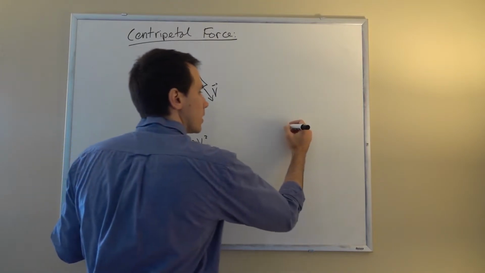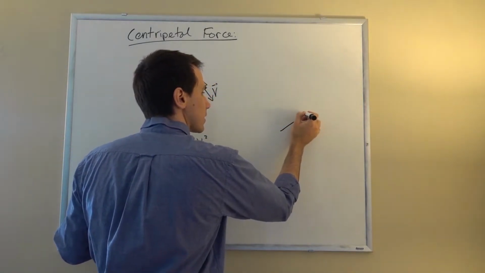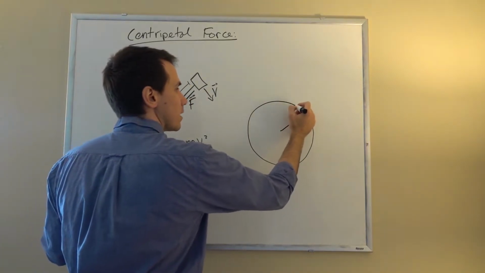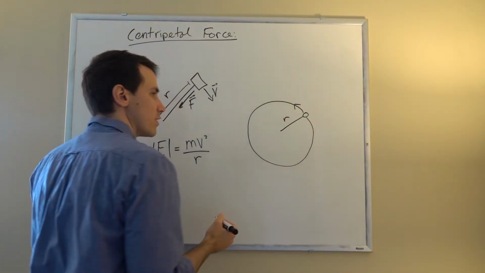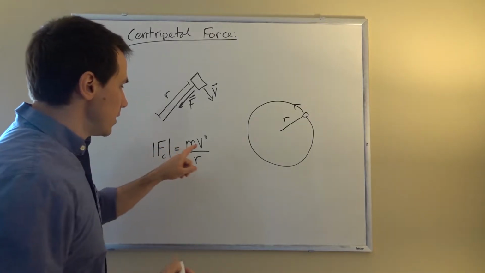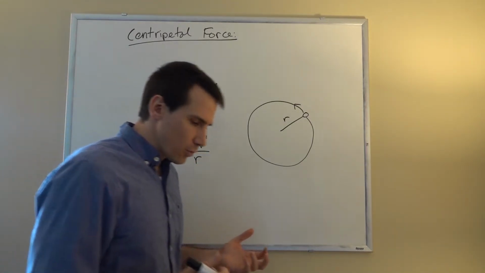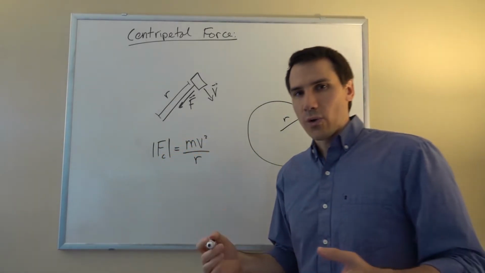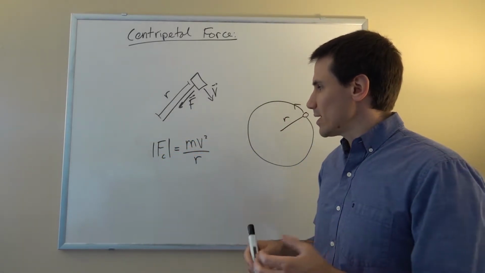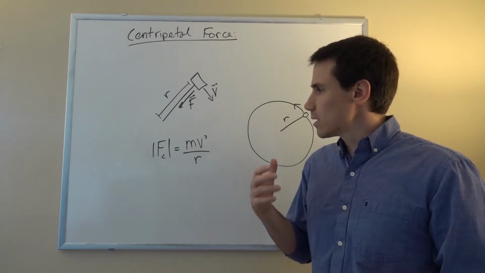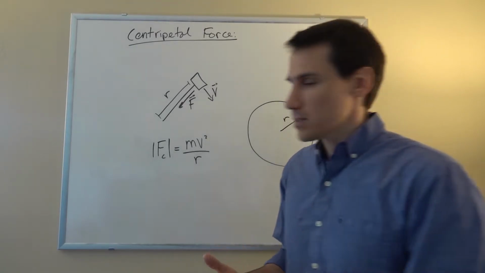So if I have some ball on a stick or on a string that is moving in some circular path, this is the radius, v is the velocity, and of course m is the mass. Whenever we introduce a new equation, the first thing we should do is double check that it makes sense in a couple different ways. One, let's check the units.